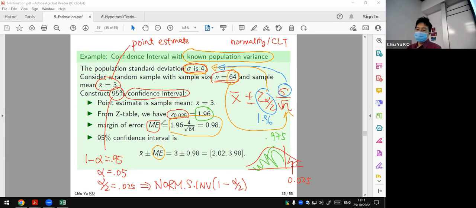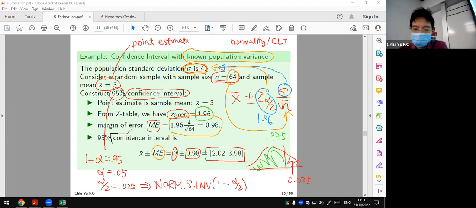So at the end you get the point estimate, and you add and subtract 1 on the left and right. That means the interval estimate is 2.02 to 3.98. So it's roughly between 2 and 4. The best point estimate would be 3. But if you ask me to give an interval, I would say with 95% confidence that it will be between 2 and 4.